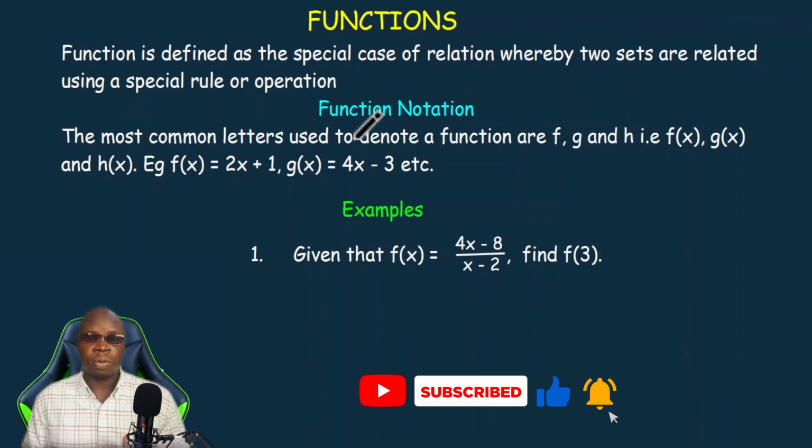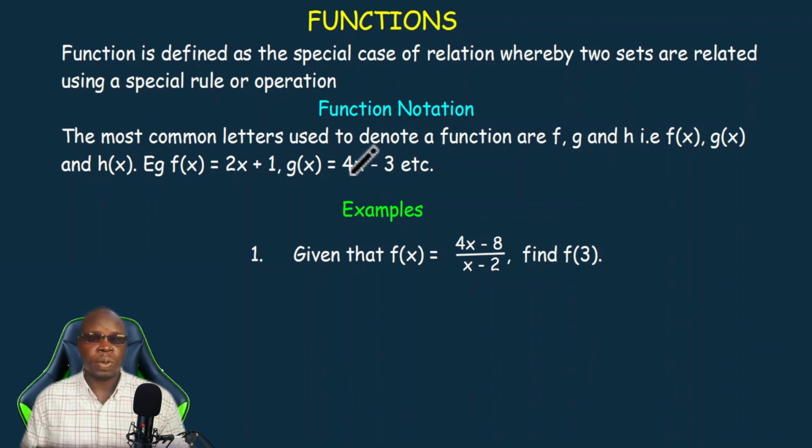When we talk about function notation, we talk about which letters are used to represent functions and how they are denoted. The most common letters used to denote functions are f, g, and h. That is to say, f of x, g of x, and h of x. Any other letter can be used to represent these functions, but the most common ones are these 3 cases that we have just talked about here.